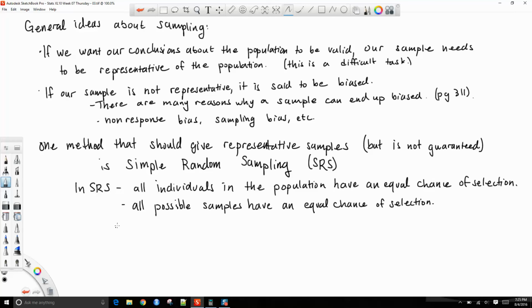To do simple random sampling requires a sampling frame. Okay, and a sampling frame is ideally a list of everyone in the population.